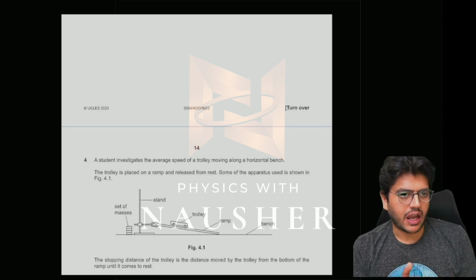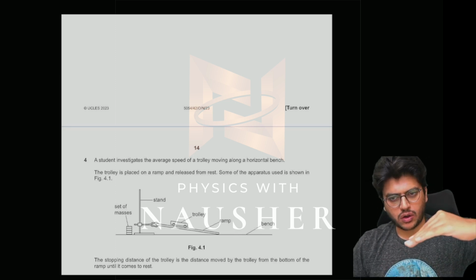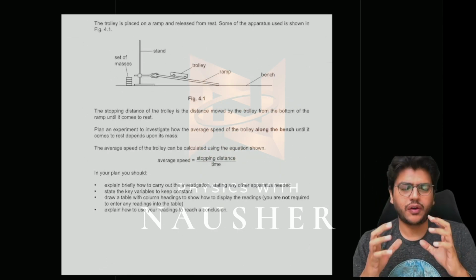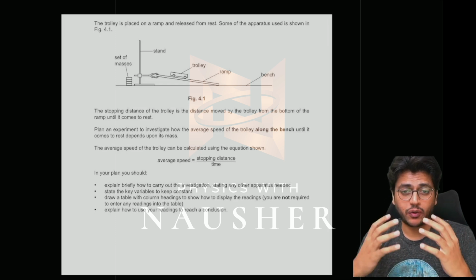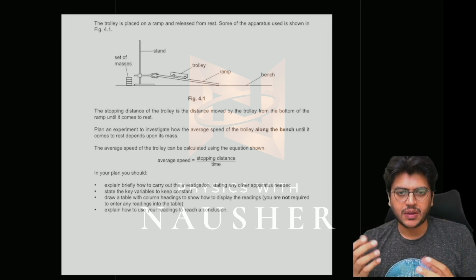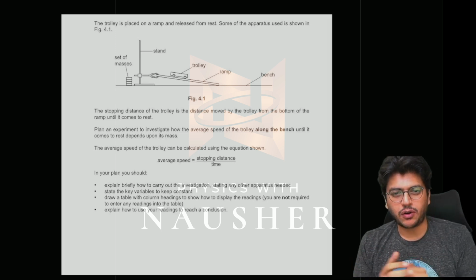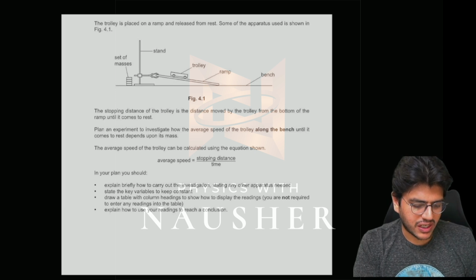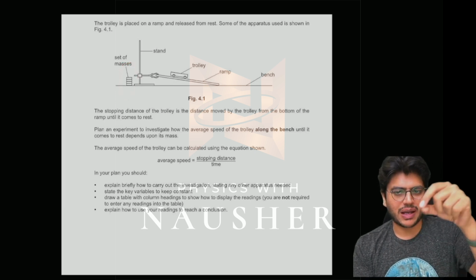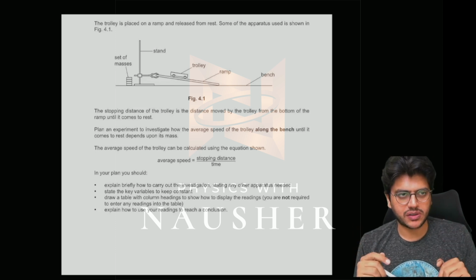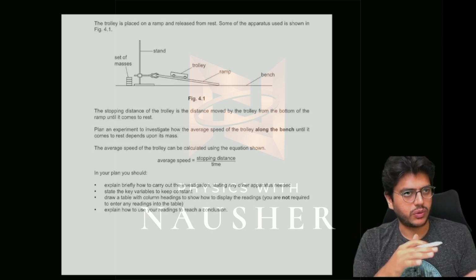You're investigating the average speed of a trolley which is moving along a horizontal bench, and they've mentioned the trial they are conducting. They want to see the relationship between the average speed and the mass of the trolley, which is why they've given you sets of masses, so you can keep on adding mass and notice what is the stopping distance, how does it change with the mass.